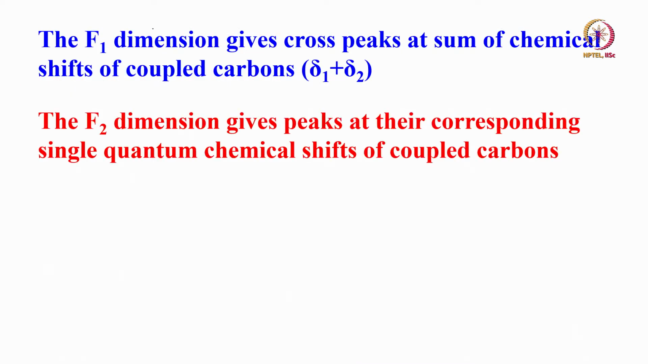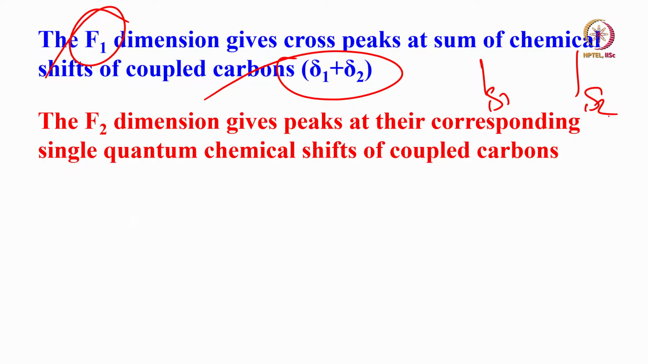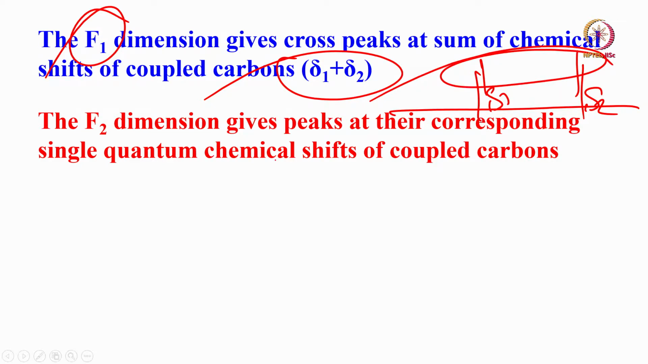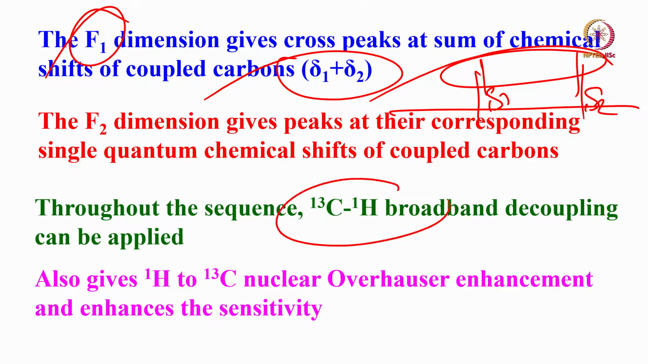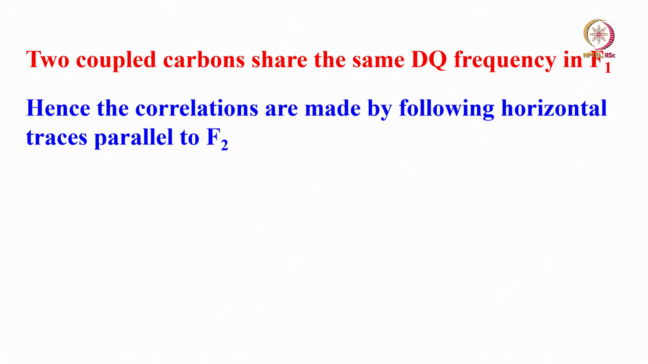So, in the F1 dimension what happens is you get cross peaks at the sum of 2 chemical shifts. We are looking for the double quantum filter. Let us say there are 2 carbons, chemical shift 1 and the other 2. In the direct dimension you get 2 peaks individually. In the double quantum dimension they come out at the sum of the chemical shifts. Okay. The F2 dimension gives 2 peaks at their corresponding chemical shifts, while in the F1 dimension we get peaks at the sum of the chemical shifts. So, throughout the sequence carbon 13 proton decoupling is applied to get the NOE enhancement and also broadband decoupling of all carbons attached to all protons.